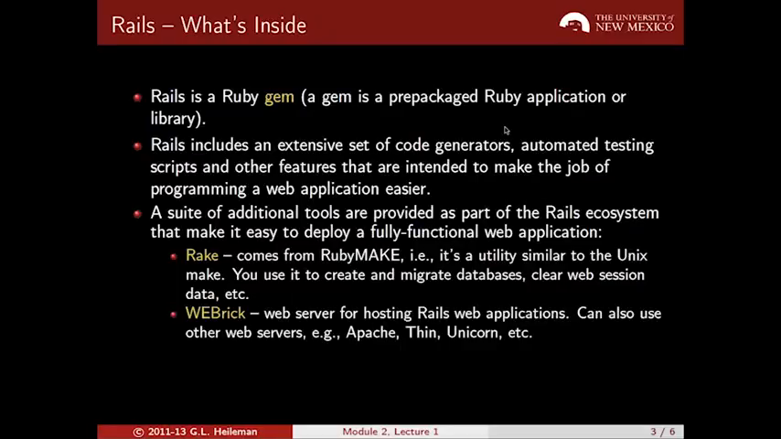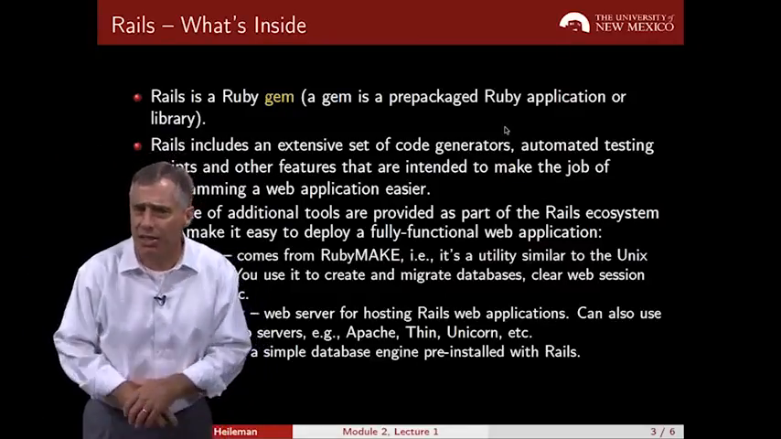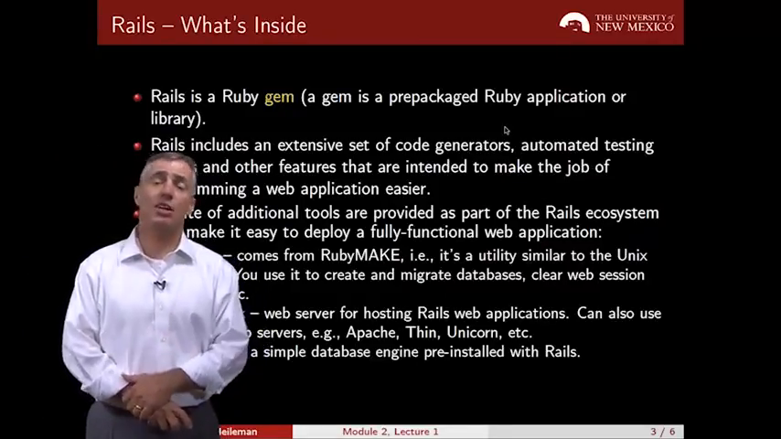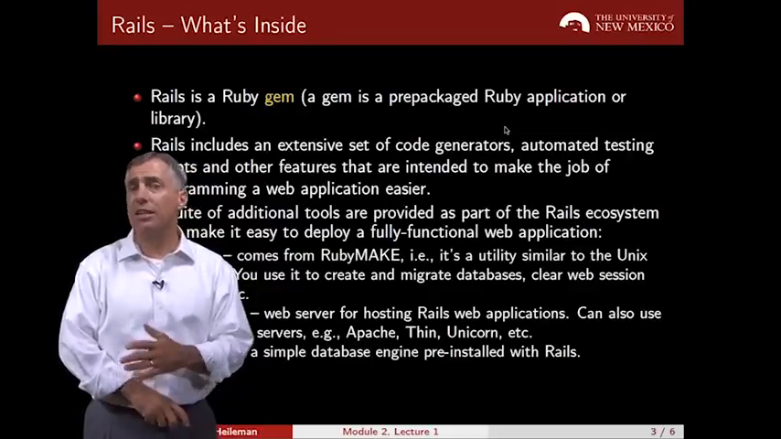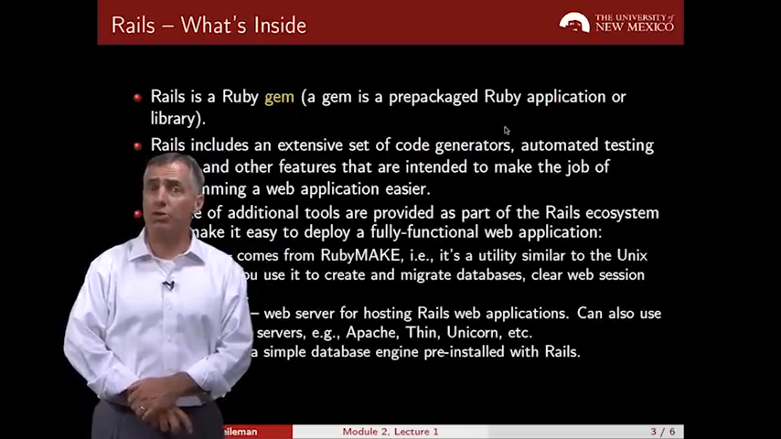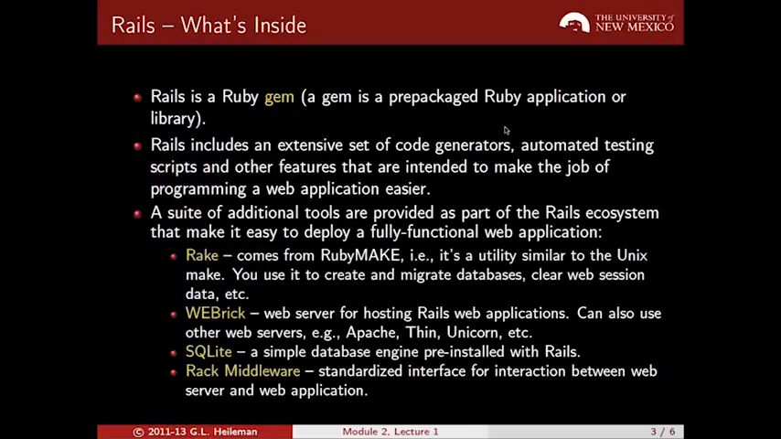It comes with a web server called WEBrick. It has built-in SQLite database support, and SQLite is a very simple database system that's file-based. It is not an industrial-strength database, but it's perfect for development. When you go to deploy a web application, you'll typically use something like MySQL or a Postgres production database. And then it has Rack middleware.